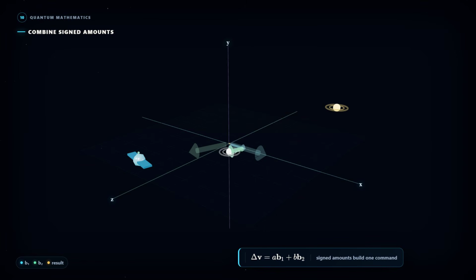A typical command has the form delta V equals A B1 plus B B2. The numbers A and B are not new directions. They are instructions for how much of each available direction to use. This is a linear combination.